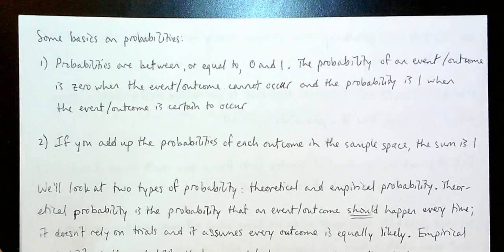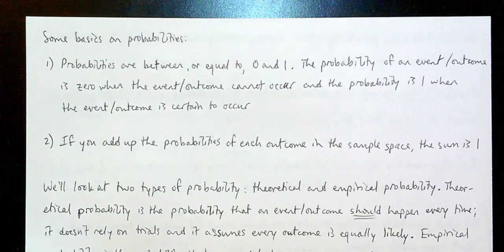So now some basics on probabilities, their values, how these things relate to each other. The probability of an event happening is always going to be between or equal to 0 and 1. It's never negative. It's never greater than 1. And the probability of an event, or maybe it's just one particular outcome, is 0 when the event or outcome cannot possibly happen. And the probability is going to be 1 when the event or outcome is certain or guaranteed to happen.